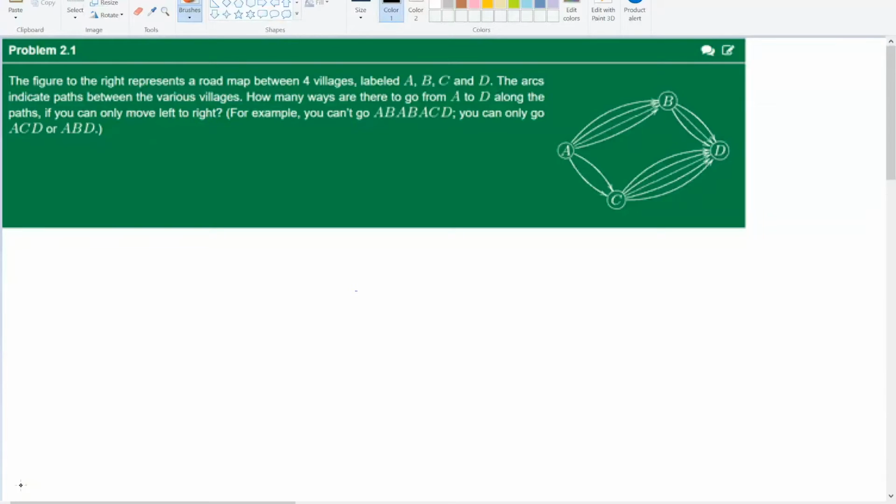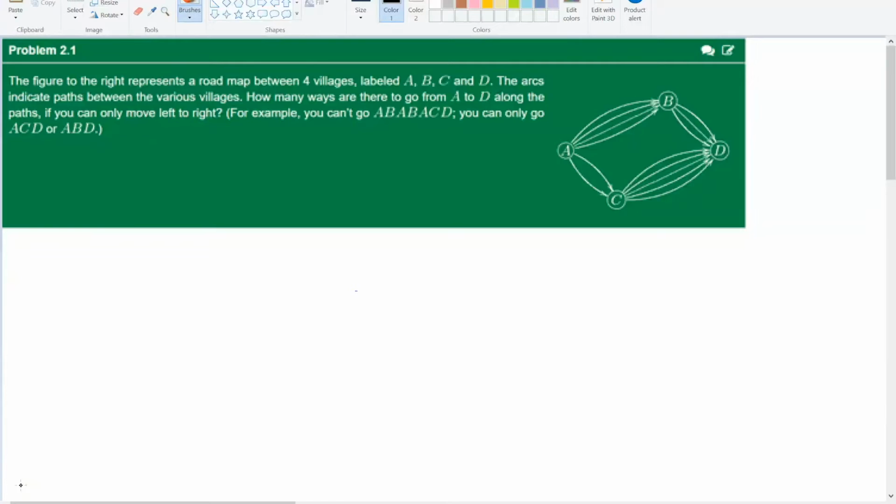Thus, we'll quote a problem from Introduction to Counting and Probability, written by David Patrick. Specifically, problem 2.1 of section 2.2, which exhibits the strategy very well. The figure to the right represents a road map between four villages, labeled A, B, C, and D. The arcs indicate paths between the various villages. How many ways are there to go from A to D along the paths if you can only move left and right? For example, you can't go ABA, BACD. You can only go ACD or ABD.